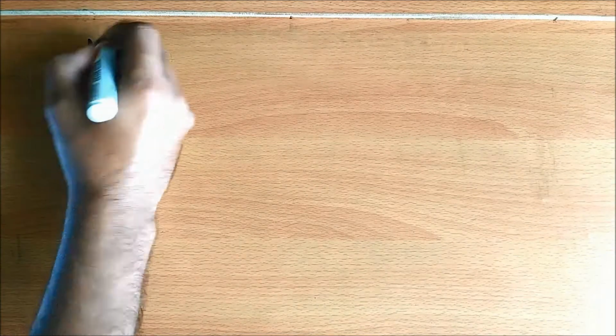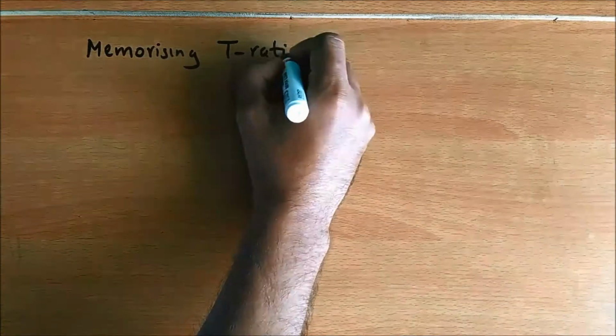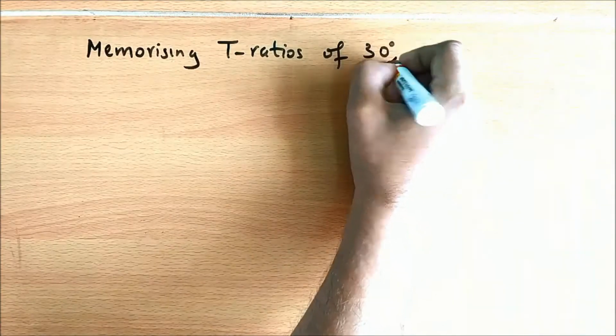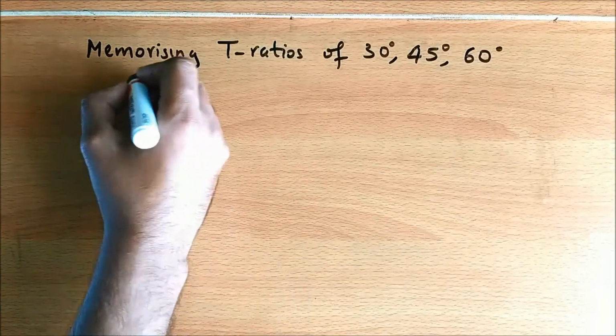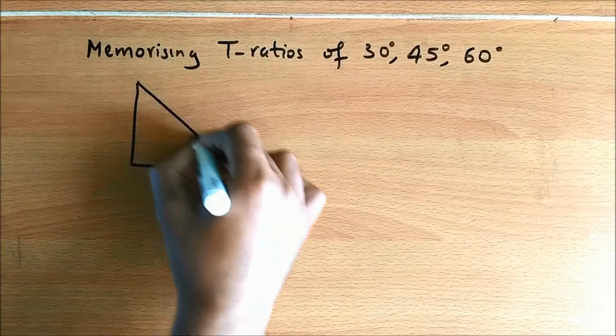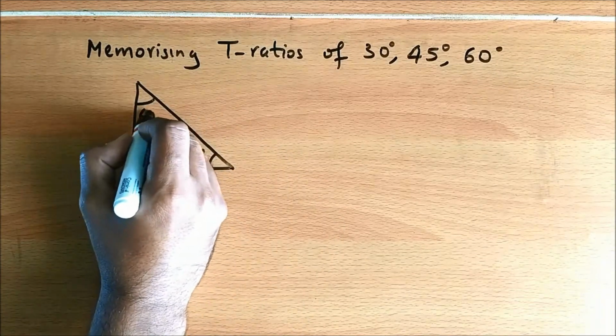Hello, today we'll memorize the trigonometric ratios of 30 degrees, 45 degrees and 60 degrees. Yes, 30, 45 and 60 degrees. Now for that we need a 30, 60, 90 degree triangle. So you have 30 there, 60 there and the 90, right?